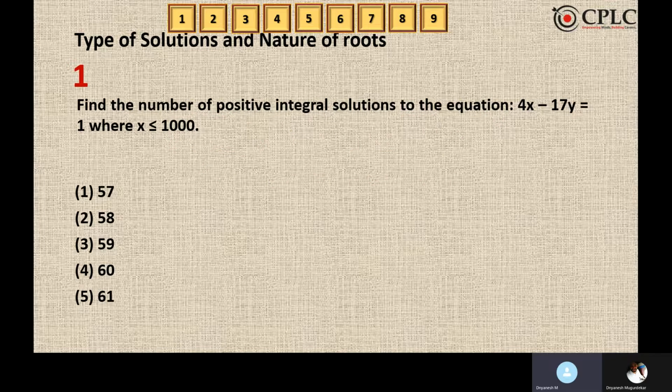We have to find the number of positive integral solutions to the following equation: 4x minus 17y is equal to 1, where x is less than or equal to 1000.